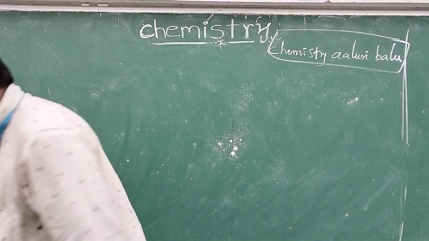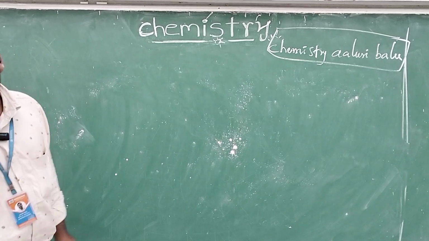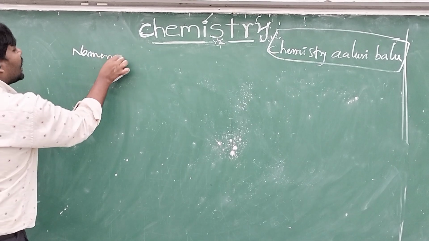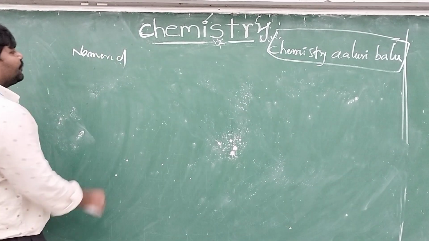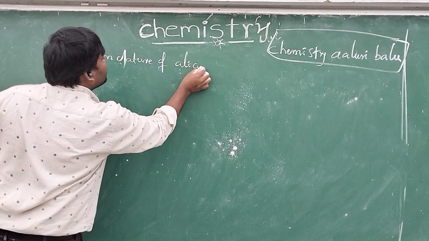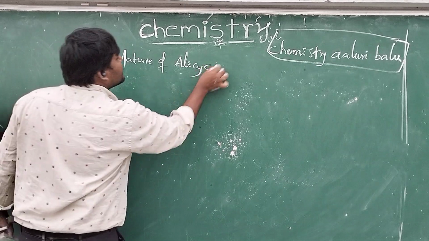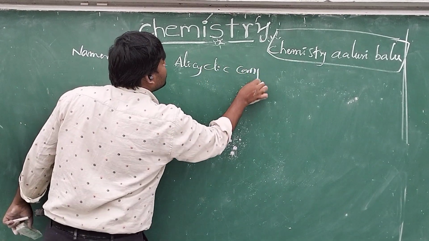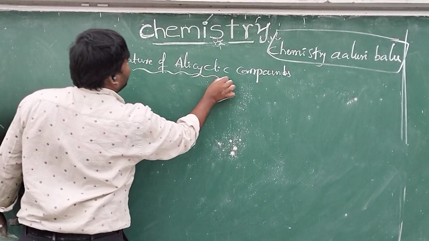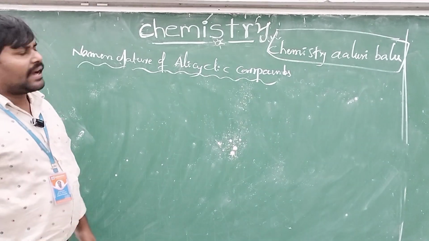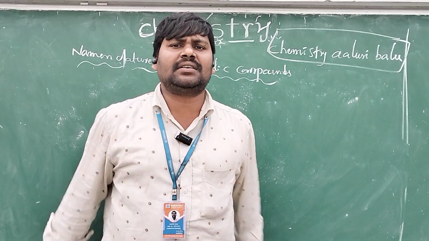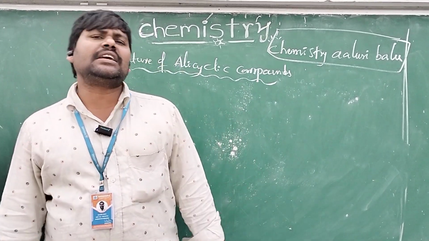Now we will discuss the nomenclature of alicyclic compounds, how to give the names of cyclic compounds, the nomenclature of alicyclic compounds, how to name the closed chain rings. What are alicyclic hydrocarbons? The carbon atoms are connected with each other in a closed manner. It is called cyclic compounds.